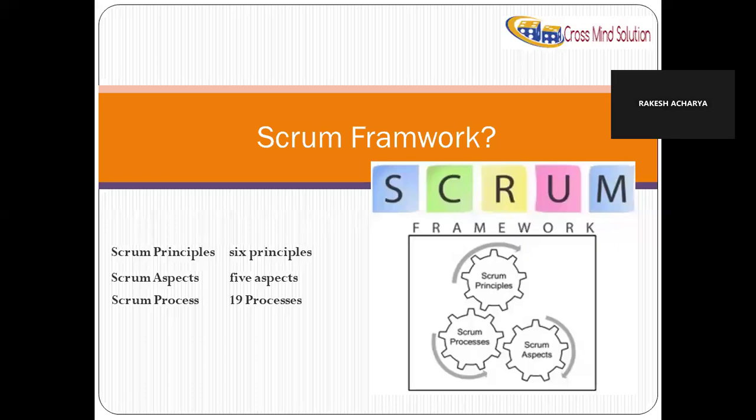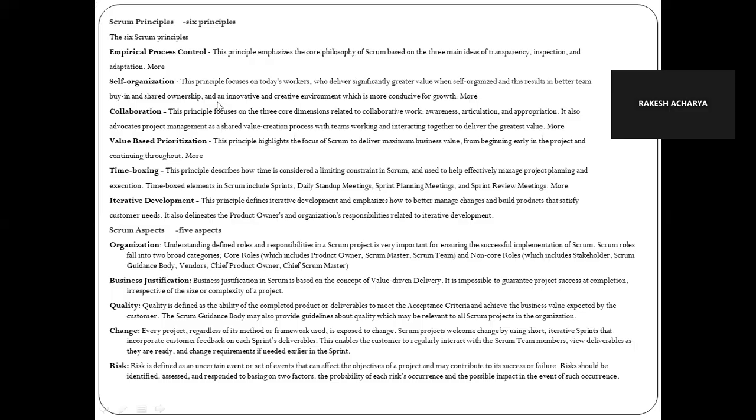Now I'm going to discuss a little bit about the agile concept. As I told initially, agile, Scrum, we had discussed how agile works. Agile works based on six principles, five aspects, 19 processes, and this is part of the Scrum framework. In Scrum, you have certain principles, processes, and aspects. So what are these? Let's discuss. So see, Scrum has six principles. One, let me move this a little bit down.